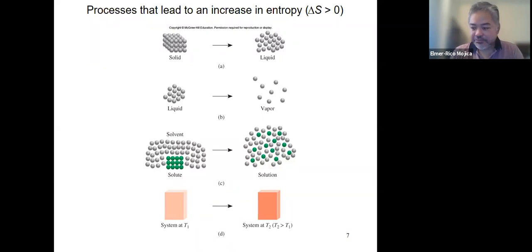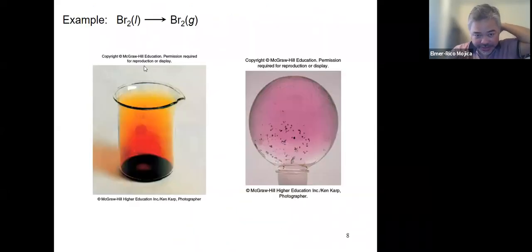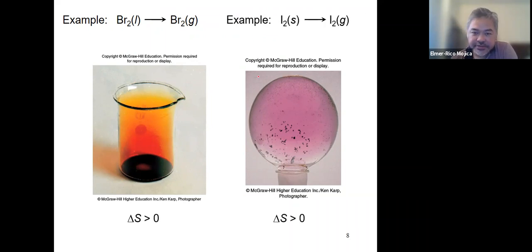Okay. And if we're going to look at some of these chemical systems, so for instance here, this is the evaporation of bromine. So which is more disordered, or how could we predict the delta S for this? Okay, so this is the evaporation of bromine, and this is the sublimation of bromine. So in both cases, the delta S is more than 0.